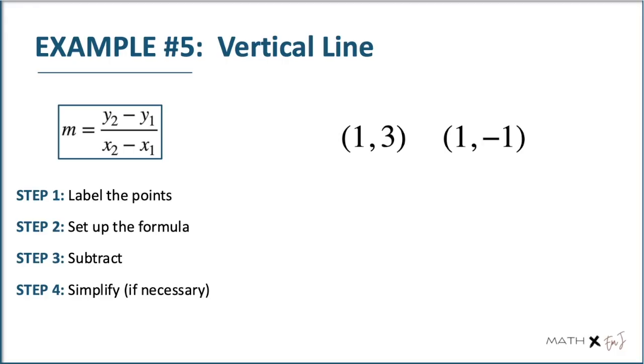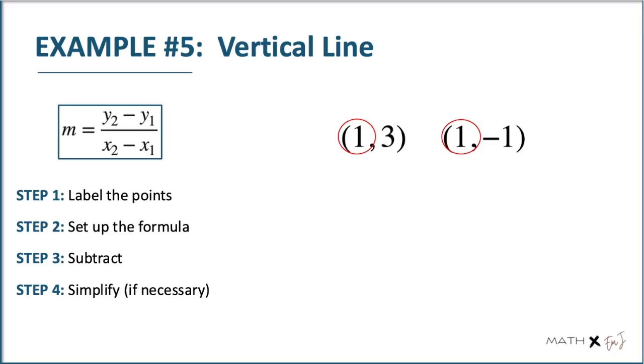Let's do a final example. Do you notice anything about these 2 points? The x-coordinate is the same here for both points. That means that there'll be no horizontal change. Before any math is done, we already know that this will be a vertical line. And if you recall from the last lesson, vertical lines have a slope that's undefined.